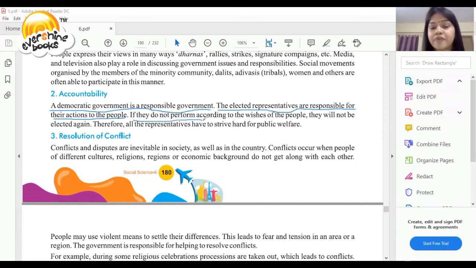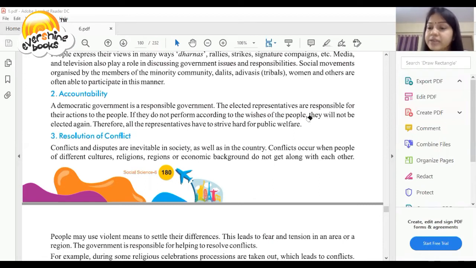If they do not perform according to the wishes of people, they will not be elected again. Therefore, all the representatives have to strive hard for the public welfare. क्योंकि जो भी representative चुने जाते हैं वो कौन चुनता है? लोग चुनते हैं. तो अगर वो लोगों के according काम नहीं करेंगे तो next time election में वो नहीं जीत सकते. इसलिए सभी representative को अपने public welfare के लिए काम करना होता है. So, this is all about accountability.